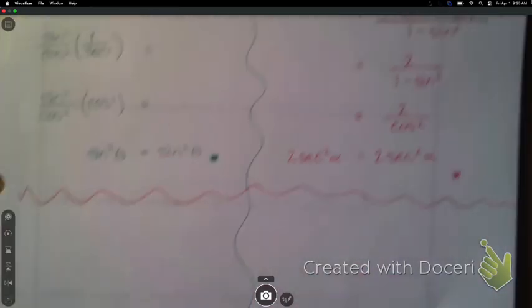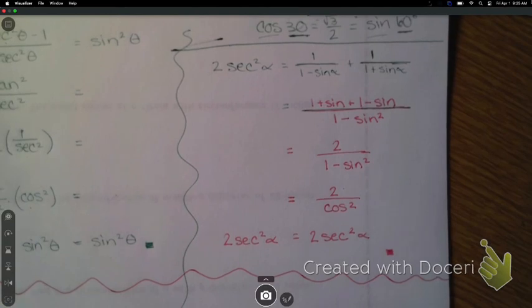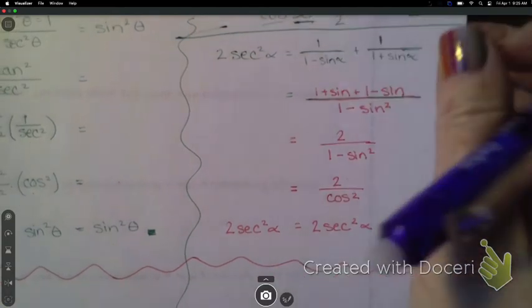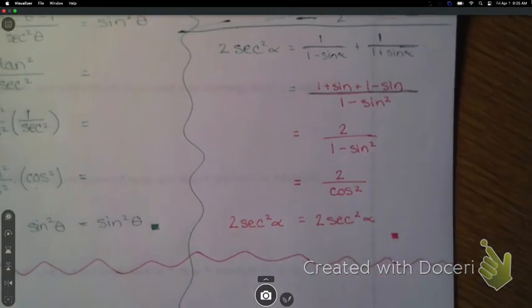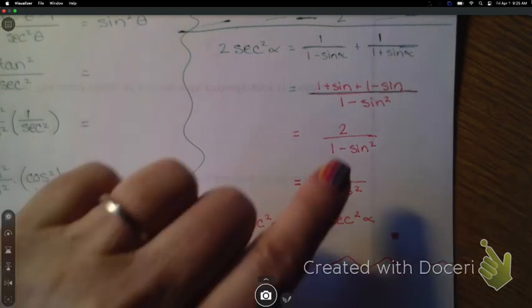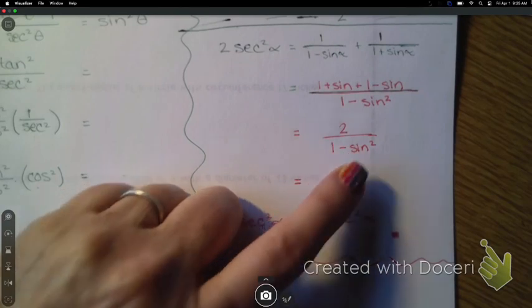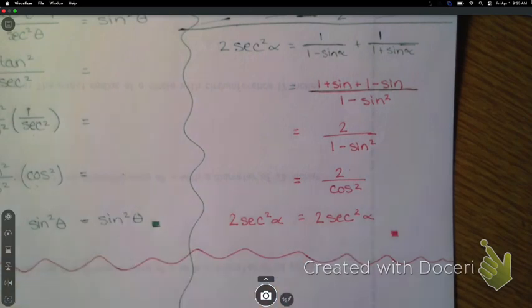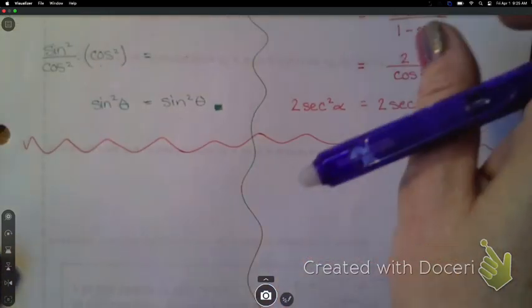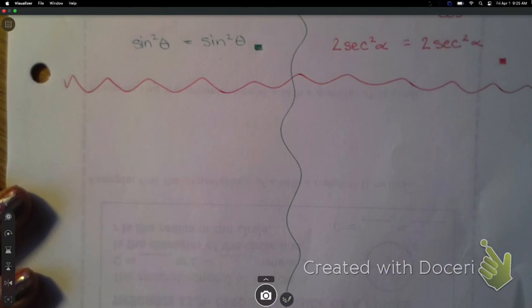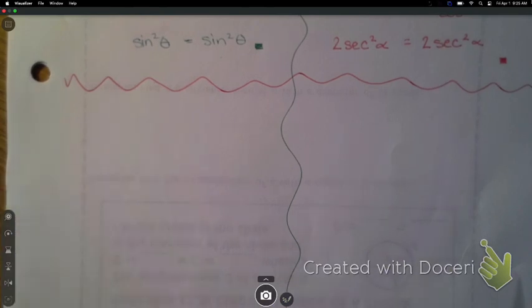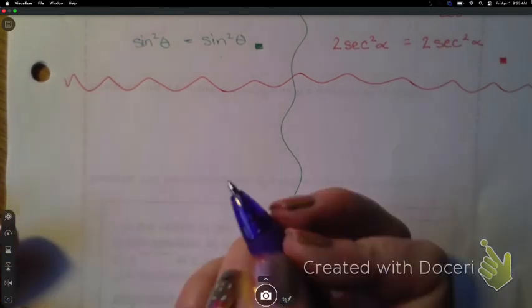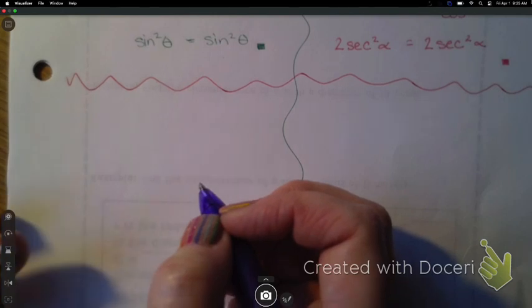Okay, so you've got 2 over 1 minus sine squared. You just rearrange the Pythagorean identity. Because 1 minus sine squared would equal cosine squared. And then the reciprocal identity. Exactly. And it's good that you're saying the names. Just because I'm not making you name them, it doesn't mean you don't need to know them, right? Because you can communicate with that.